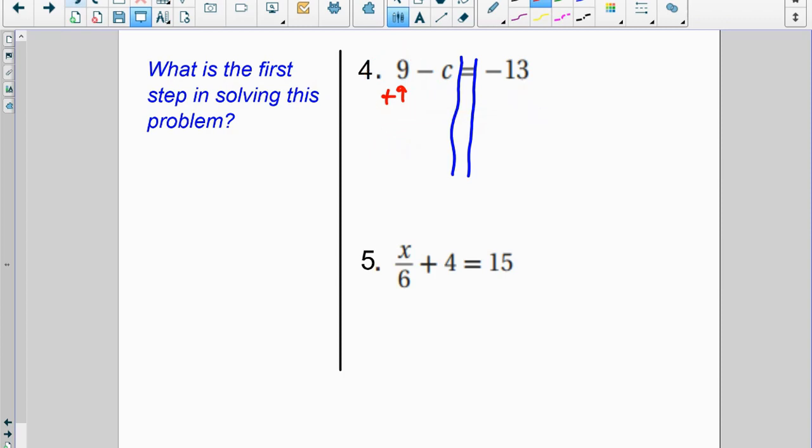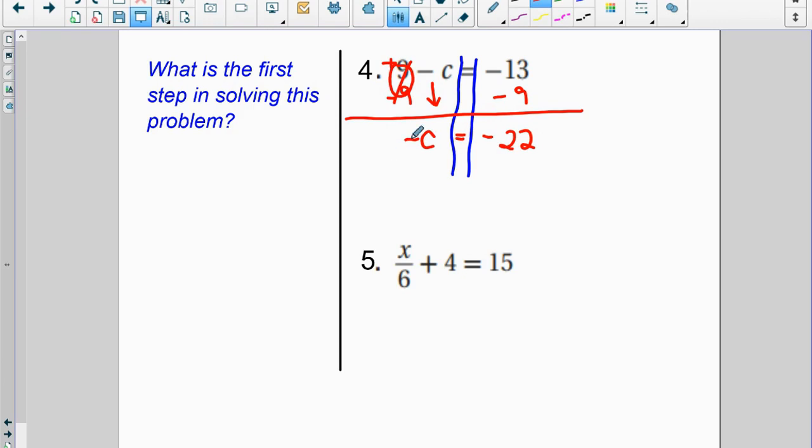So think of it more as what can I do to that 9, which was a positive 9, to make it go away, to make it turn into a 0. So we actually have to take away 9 on a problem like this to get the 9 to cancel out. 9 minus 9 is 0, but be careful, what's left over is negative c equals -22.